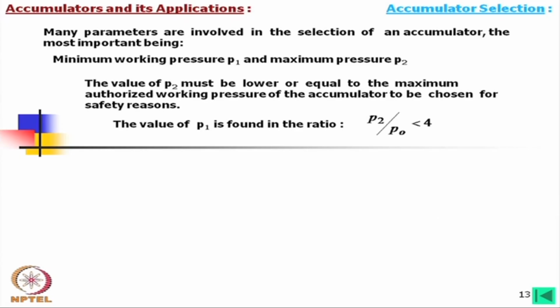The value of P 1 is found in the ratio P 2 by P 0 being less than 4. Normally, P 0 is the charge pressure, and P 1, P 2 are the working pressures of the system, minimum and maximum. P 1 is the minimum, P 2 is the maximum, where P 0 is the charge pressure, and usually P 2 by P 0 is less than 4. You see, look into this value.